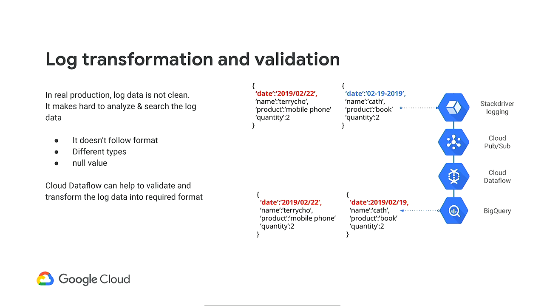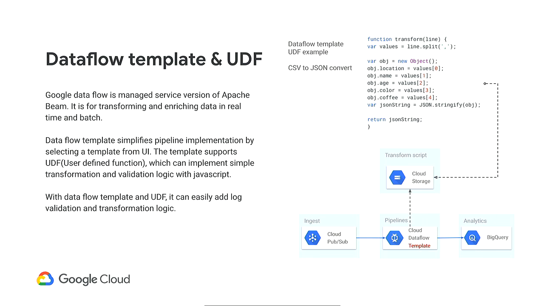In Stackdriver, we can export the logging into Pub/Sub behind the Stackdriver logging and consume it with Dataflow. Dataflow is the managed version of Apache Beam, which is very similar to Apache Spark Streaming, and it can be used for big data analytics. So you can put some validation and transformation logic in Google Dataflow. But unfortunately, Dataflow requires some coding using Java and Python. It requires a little bit of a learning curve.